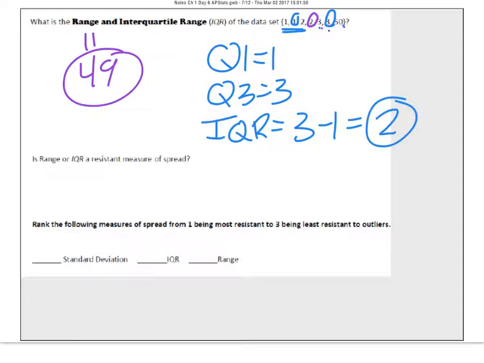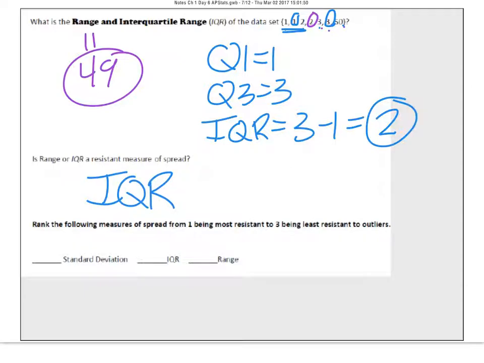Now, the question here is: is range or IQR a resistant measure of spread? Which one of these two numbers is less influenced by outliers? If you look at this data set, most of it is just single numbers. But when you pop in the outlier 50, which gets the most impacted? Clearly, the range is the most impacted. So which one is considered to be a resistant measure? The IQR is the most resistant to outliers.